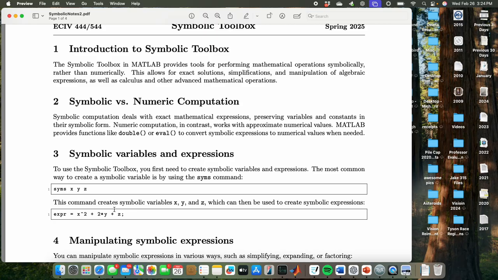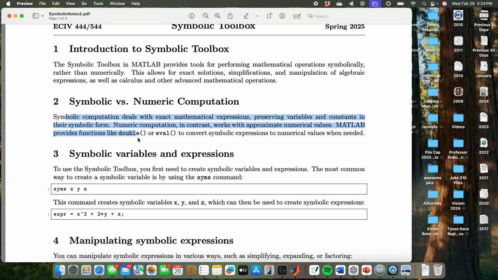Your calculator, if you have a TI-89, it's symbolic, right? If I take an integral of an equation, it'll give you what the integral is. You don't have to do numerical integration and stuff like that. So a lot of calculators are this way. Okay, so that's that. So, introduction to the Symbolic Toolbox. We're going to use it.